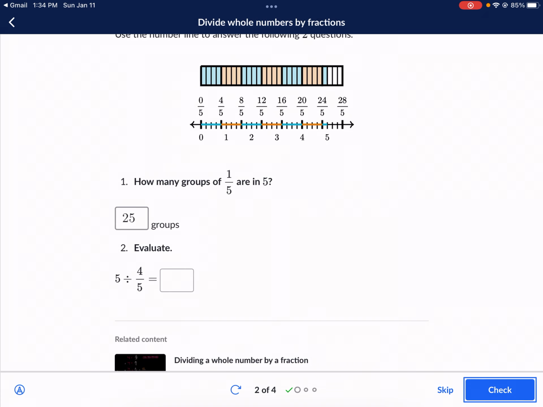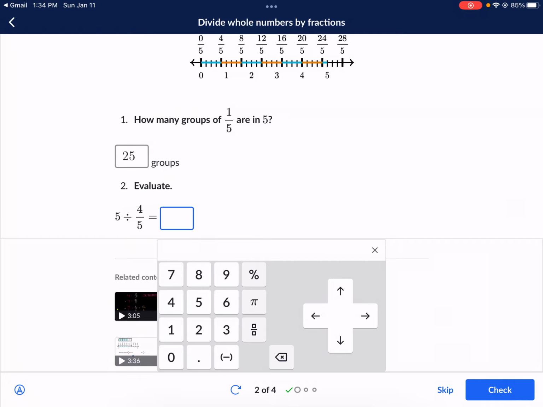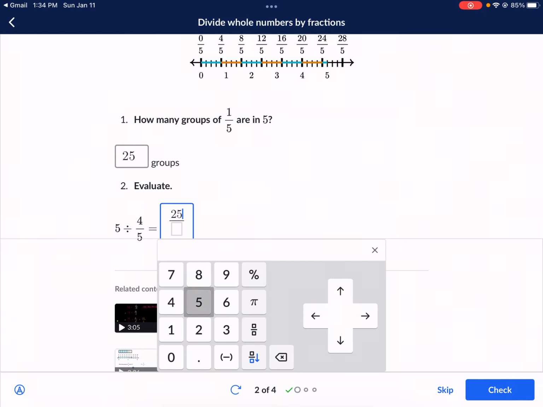Okay, 5 divided by 4/5. Now it gives us the problem straight up, so we're going to change this to 5/1. Now we can apply keep, change, flip. Keep, change to multiplication, and then flip to 5/4. And again, this is just multiplying by the reciprocal, so if your teacher doesn't say keep, change, flip, just know that when they say multiply by the reciprocal, that's really what they're doing. Multiply by the reciprocal, flip that one. So we get 25/4 as our answer. So we're going to type in 25/4. And we're done.